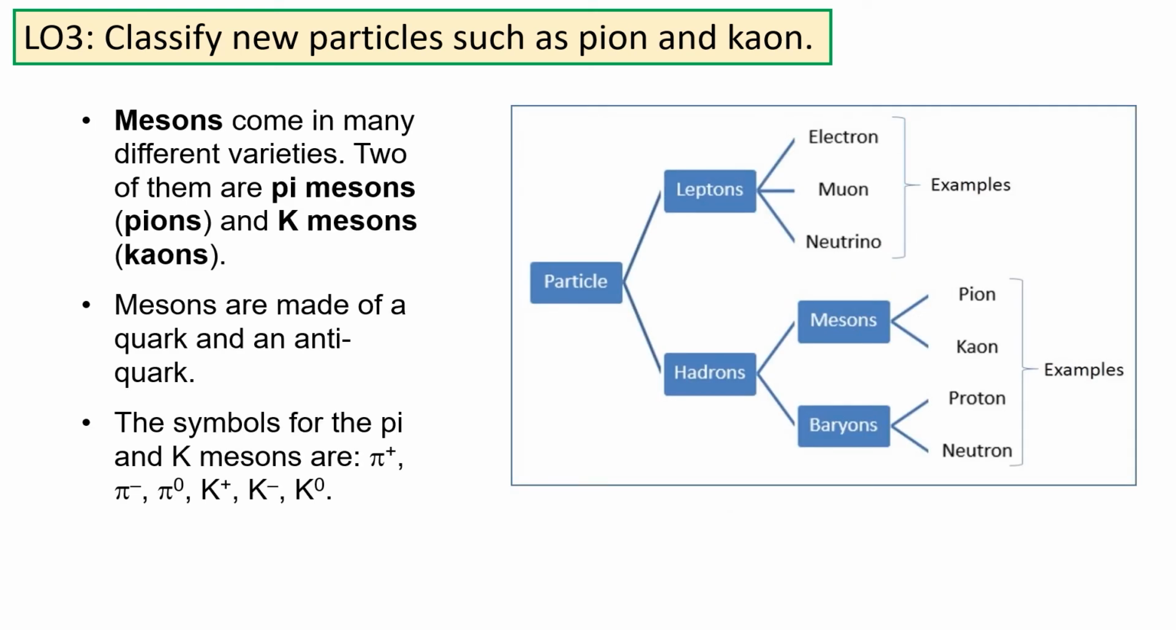As discussed, mesons come in two different varieties, the pi mesons and the k mesons. There are in fact 6 different mesons we should be aware of: pi plus, pi minus, pi 0, k plus, k minus, k0.